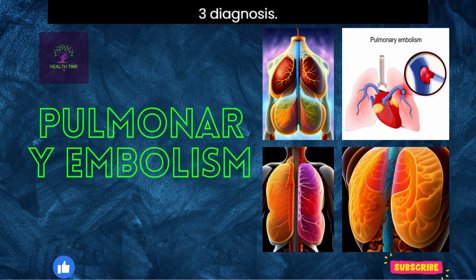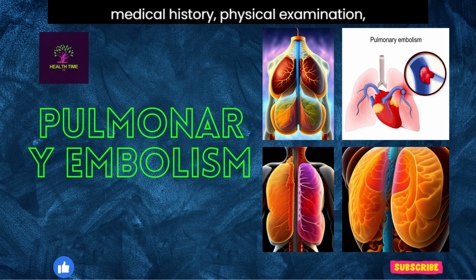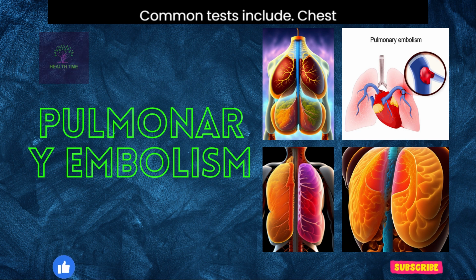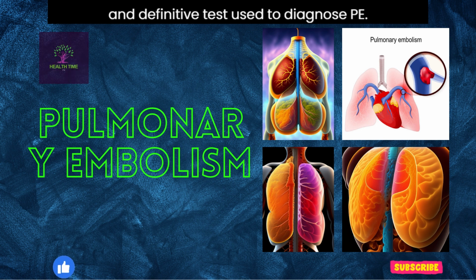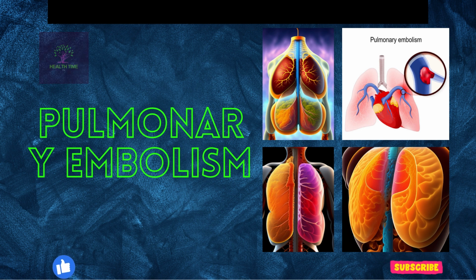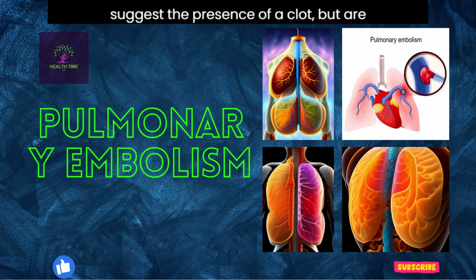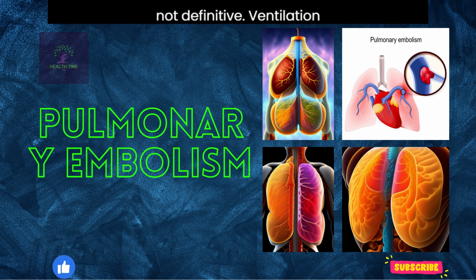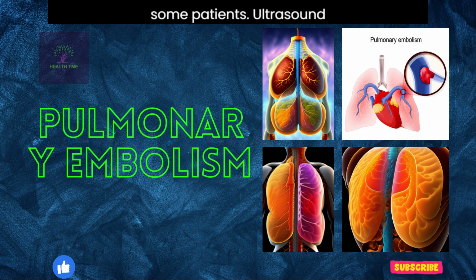3. Diagnosis. PE is diagnosed through a combination of medical history, physical examination, and various diagnostic tests. Common tests include chest CT angiography. This is the most common and definitive test used to diagnose PE. D-dimer blood test. Elevated levels can suggest the presence of a clot but are not definitive. Ventilation perfusion, V/Q, scan, an alternative to CT angiography for some patients. Ultrasound, used to detect DVT in the legs.